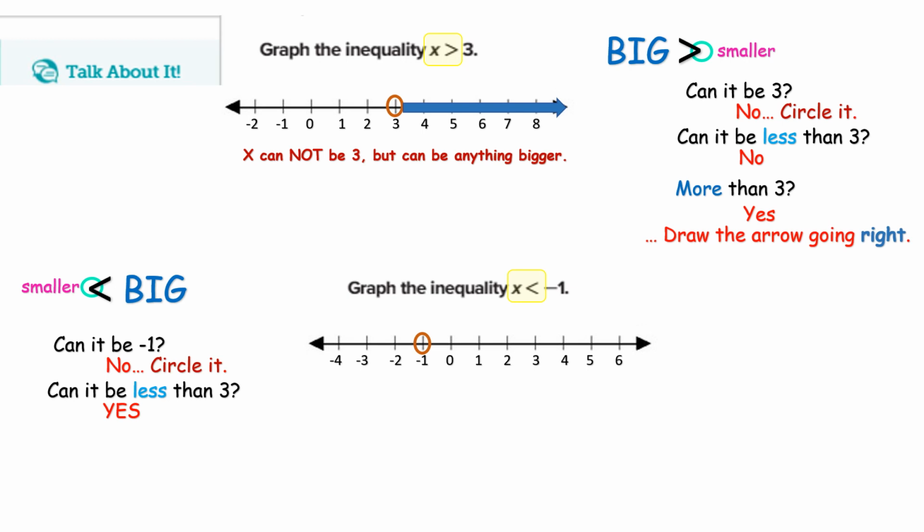So which way do I shade it? Well, once again, smaller values always go to the left. On the negative numbers, the digit itself does increase, but that means it's further from 0 and therefore its value is less. So I'm going to draw my arrow and shade it in going to the left.